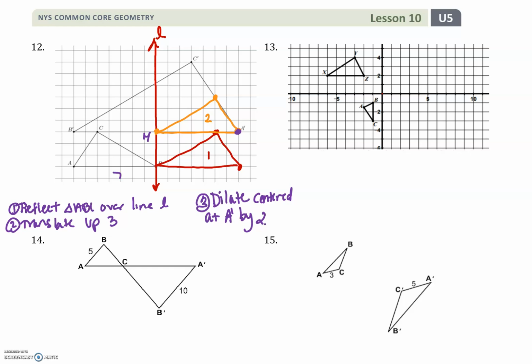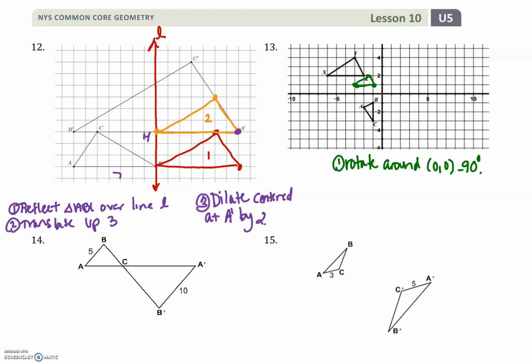Okay, for number 13, there's definitely a rotation in there, so you can do the rotation first if you'd like. If you want to, you can rotate around the origin. If you want to rotate around point B, that's fine too. But I'm definitely going to start by rotating. A lot of people prefer to rotate around the origin. And since we're going clockwise, we're going to do negative 90 degrees.